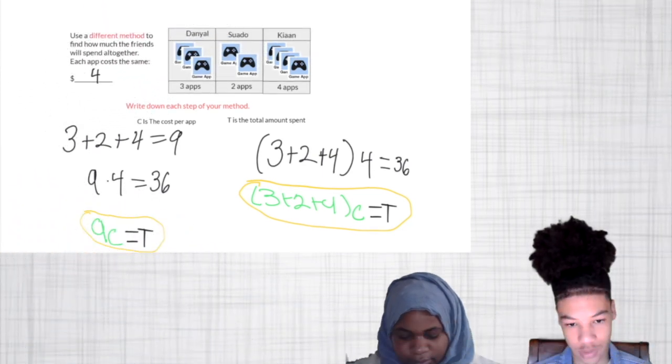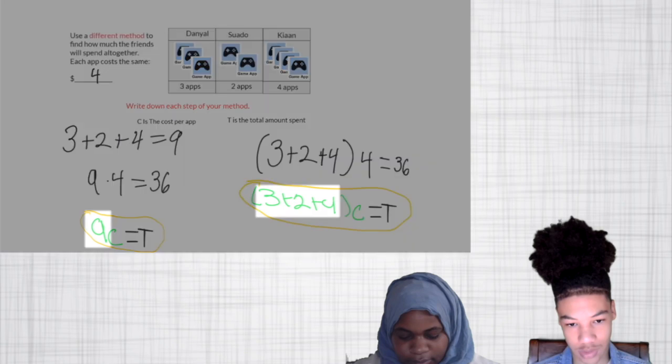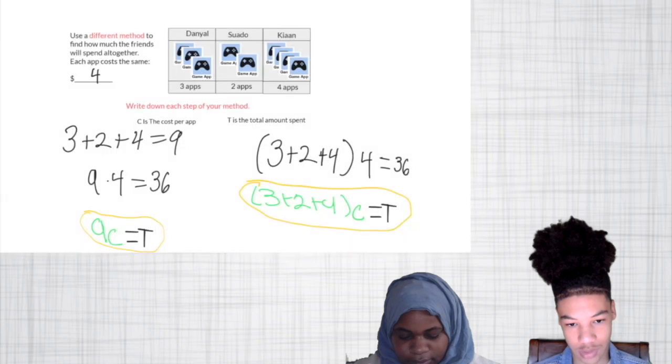Haleemah and ET went above and beyond. They've come up with and generalized 2 new methods to find the total amount spent by the friends on apps. Both methods take the number of apps and multiply by the cost per app, which equals the total amount spent. With several methods for finding the total amount spent by friends, Haleemah and ET are ready to explore equivalence.